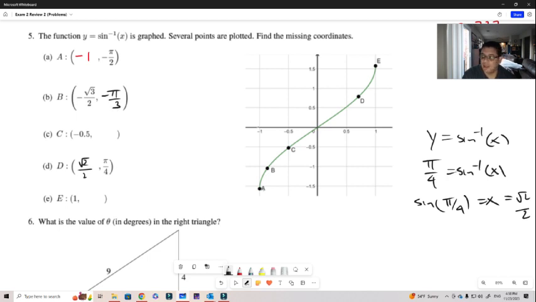In C, you have minus 0.5, and so this is going to be minus pi over 6. And then in E, when you plug in sine to the minus 1 of 1, you're going to have pi over 2. So there are multiple ways that you can approach these questions. But for the most part, you should support yourself on the fact that you have the function there to produce some values.